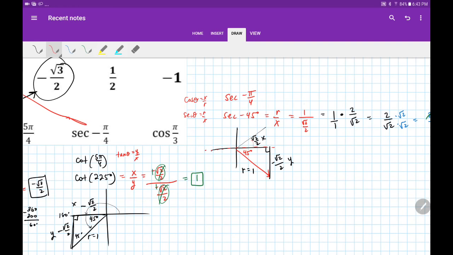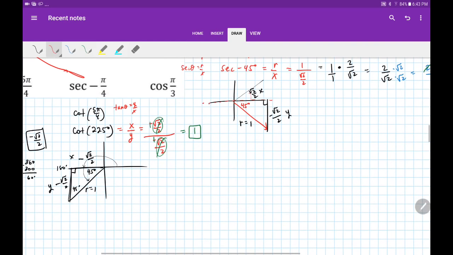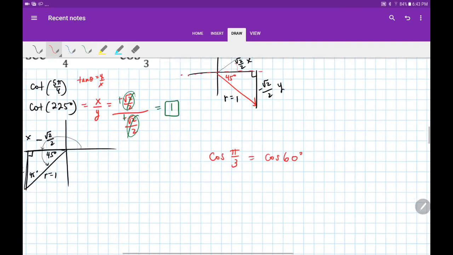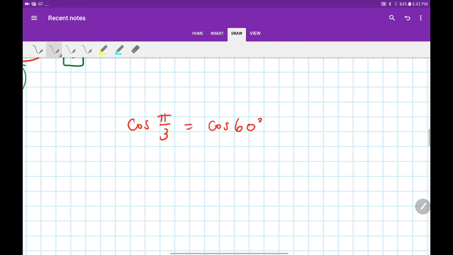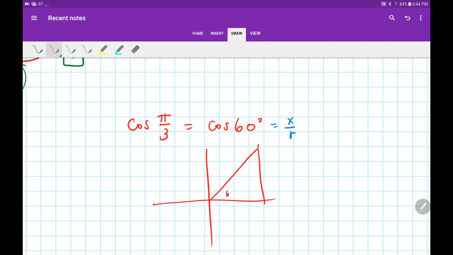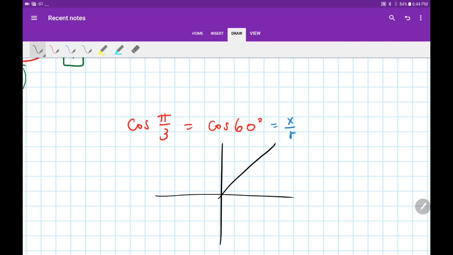Cosine of pi over 3. So cosine, I'll do my work down here. Cosine of pi over 3. First of all, convert that to degrees, so that's 60 degrees. Next, write down your formula, that's x over r. And finally, you can use your unit circle or you can graph it like this. 60 degrees is right over here. I'm going to draw this a little nicer. 60 degrees is right over here in my first quadrant.